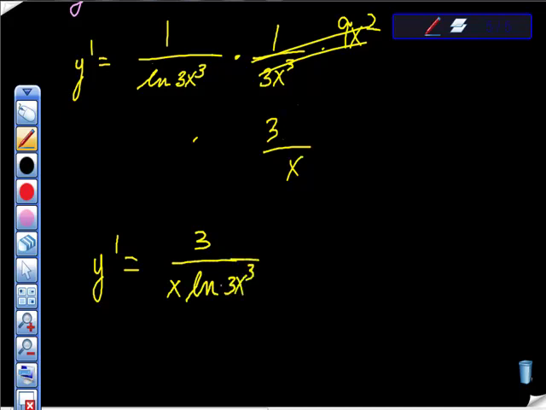Please resist the temptation to multiply this x times this 3x cubed here, because remember, this 3x cubed here is the argument, right? It's the argument of ln, so it's not a coefficient like the x is right there.